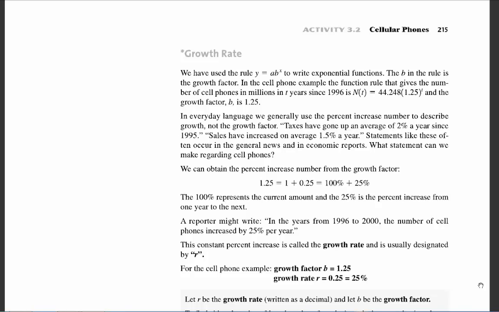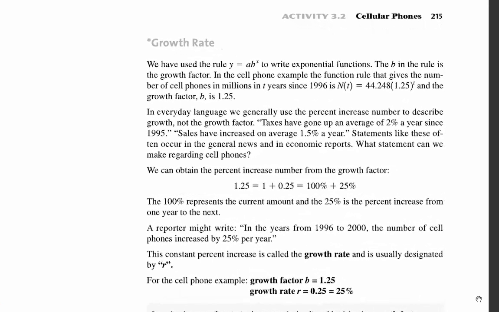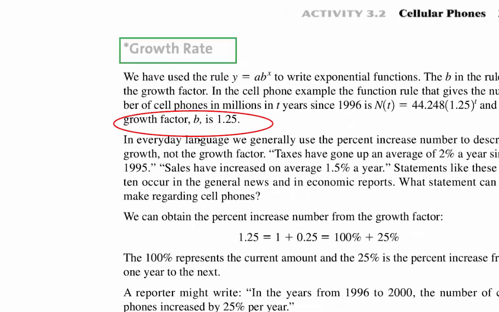The last topic in Activity 3.2 covers growth rate and the growth rate formula. So we've been dealing mainly with B, which has been the growth factor, and now I want to introduce R, which will be the growth rate. B in the previous cell phone problem was 1.25, so our growth factor in that problem was 1.25. But what about the growth rate? We want to discuss this in detail.